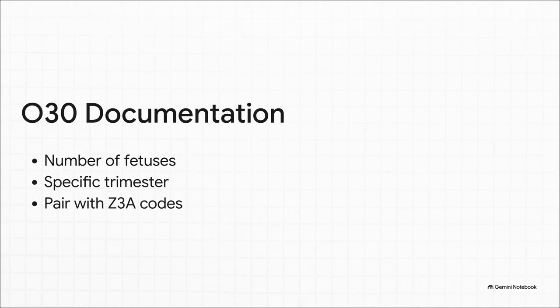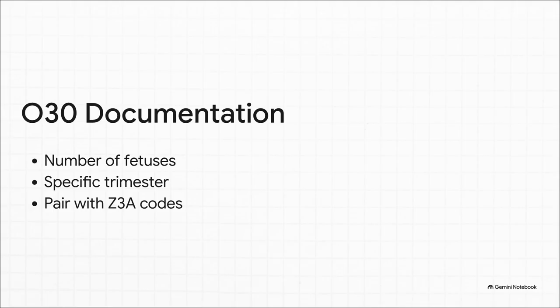Now, to safely assign a routine O30 code, there is a mandatory checklist of documentation you need to hit. First up, your documentation has to explicitly state the number of fetuses. Twins, triplets, quadruplets, you get the idea. Second, you absolutely must capture the specific trimester. For instance, the code O30.013 specifically denotes a twin pregnancy in the 3rd trimester.